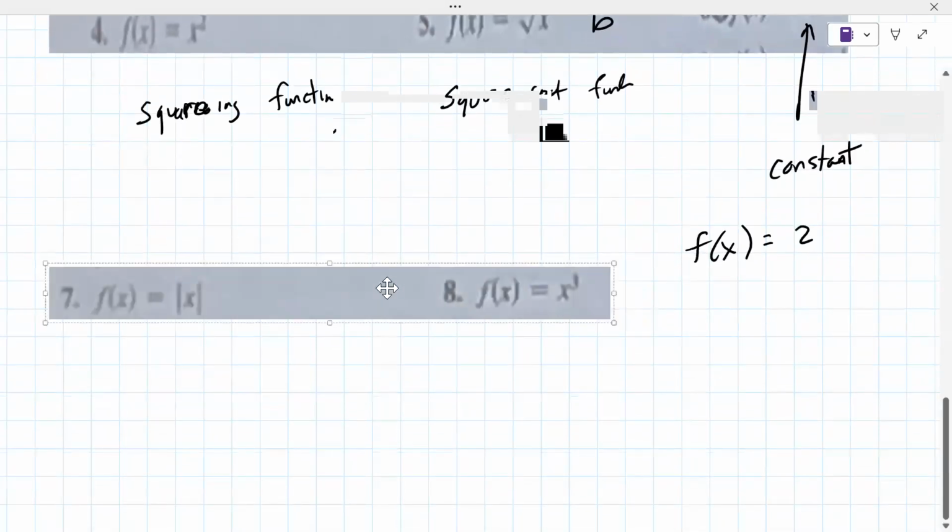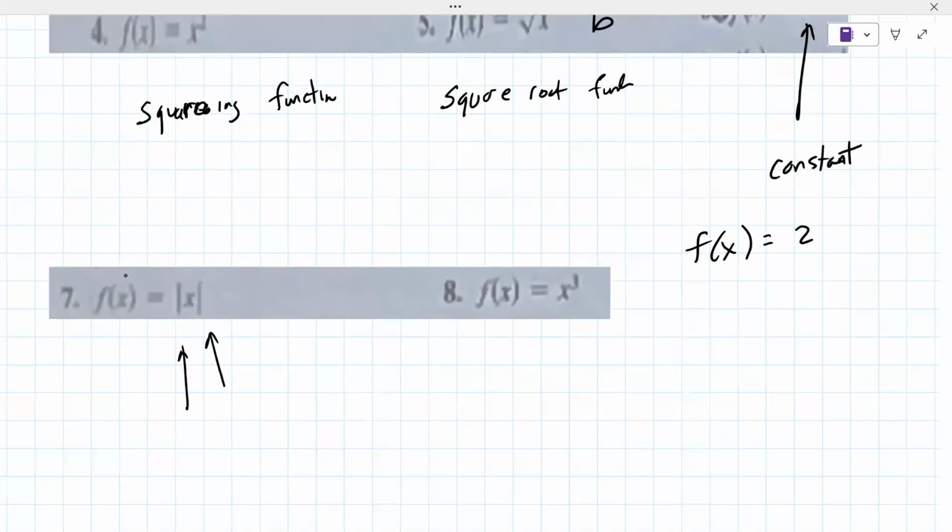All right, 7 is these vertical lines, vertical bars. Yeah, that right there. That's an absolute value function. Okay, I agree. And for eight, that's a cubic function. Very good. Now, which have we not used? Identity function, reciprocal function, greatest integer function.